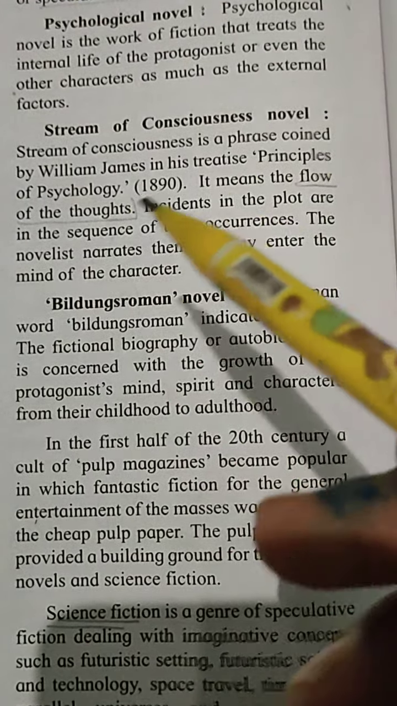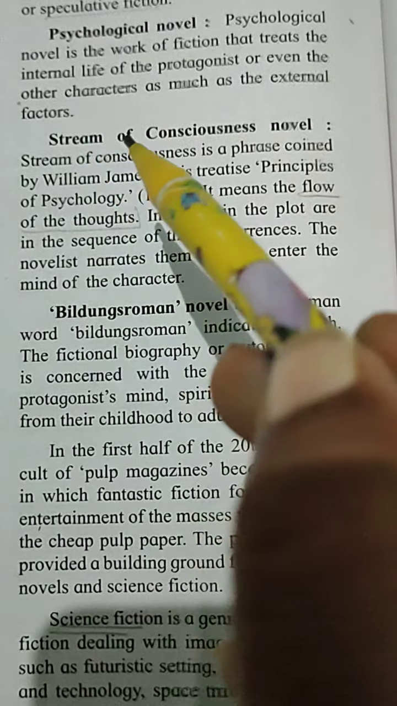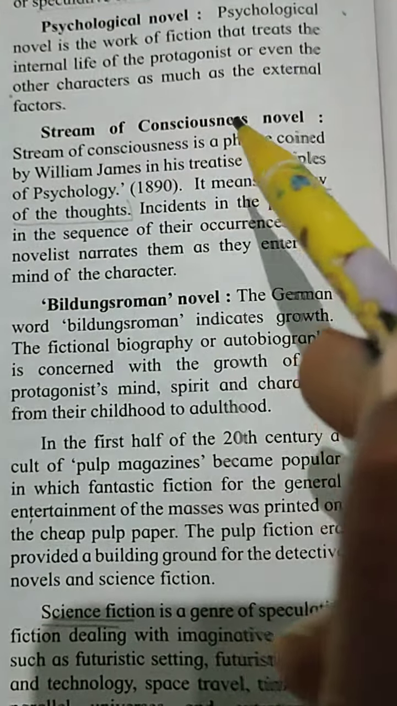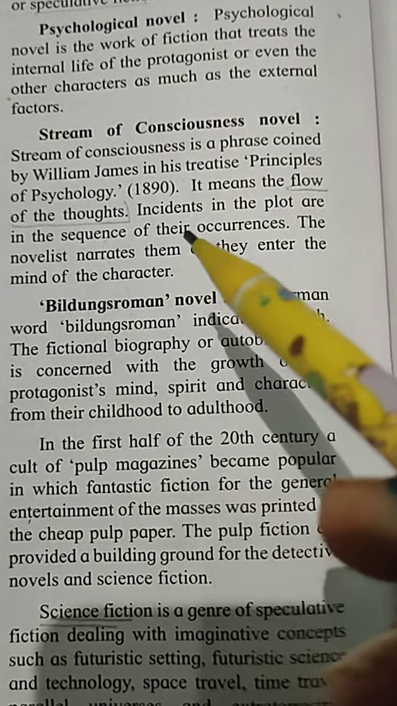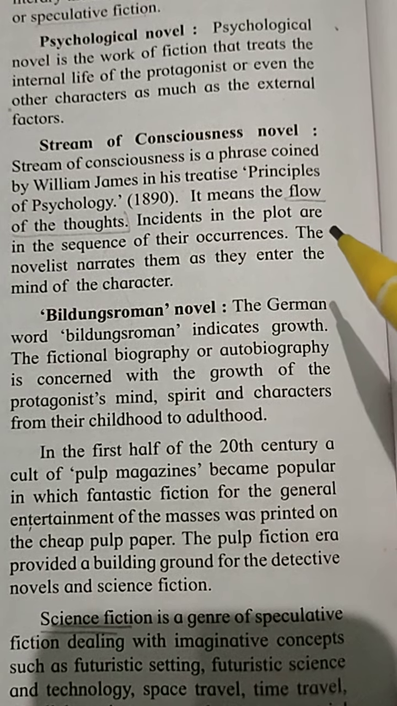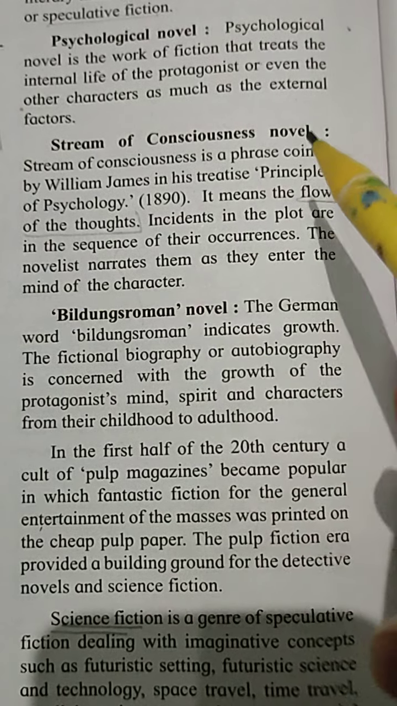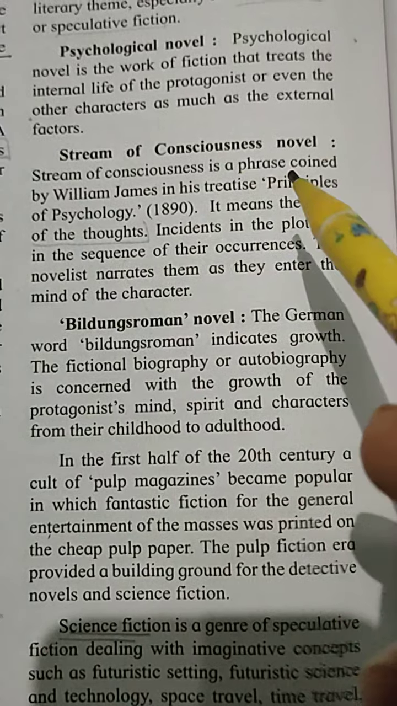What are the thoughts that flow? That is what is considered the stream of consciousness novel: the occurrence of thoughts based on a particular plot, and the mind of the character is discussed in that particular novel.